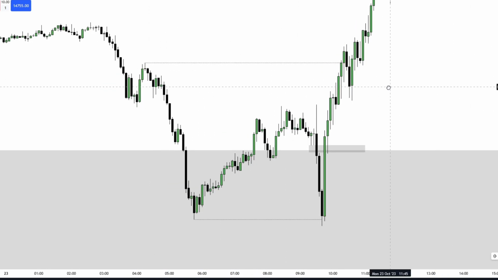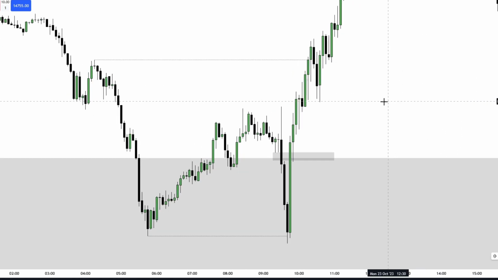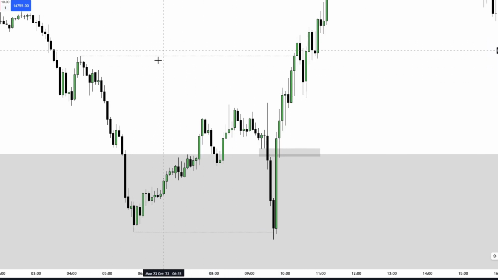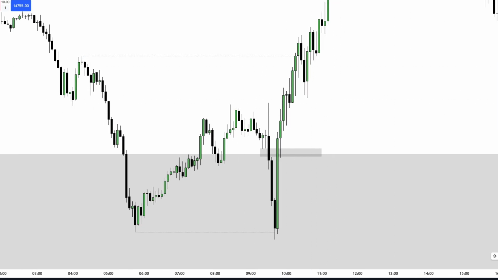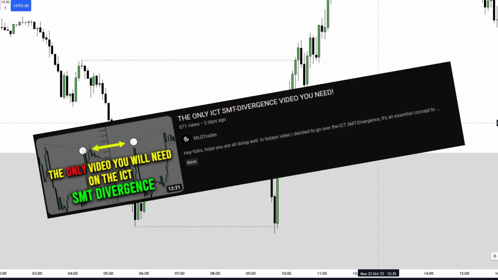And something very important to note about me is that when I'm targeting internal liquidity like this, I close my trade as soon as either the NASDAQ hit it or the S&P 500 hits it, because I do not want to be in a position where a bearish SMT occurs. That is if I'm long. I have a video on the SMT divergence. So if you don't know what that is, I would suggest you go watch that.